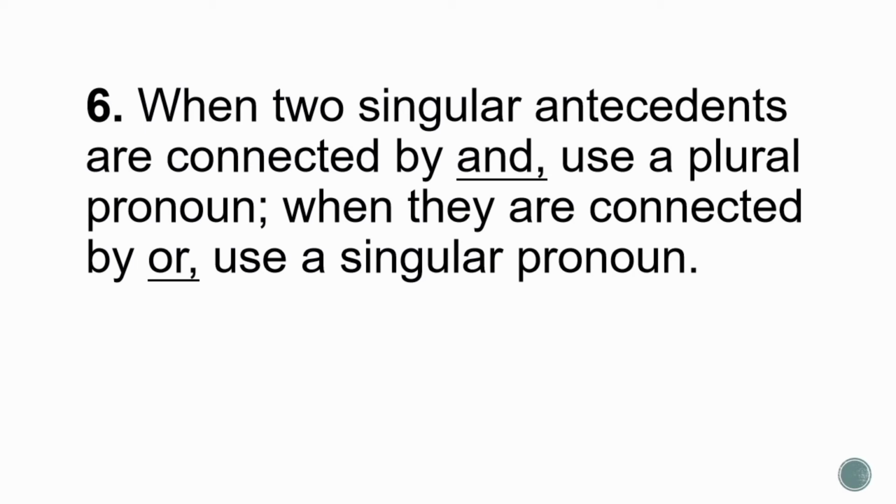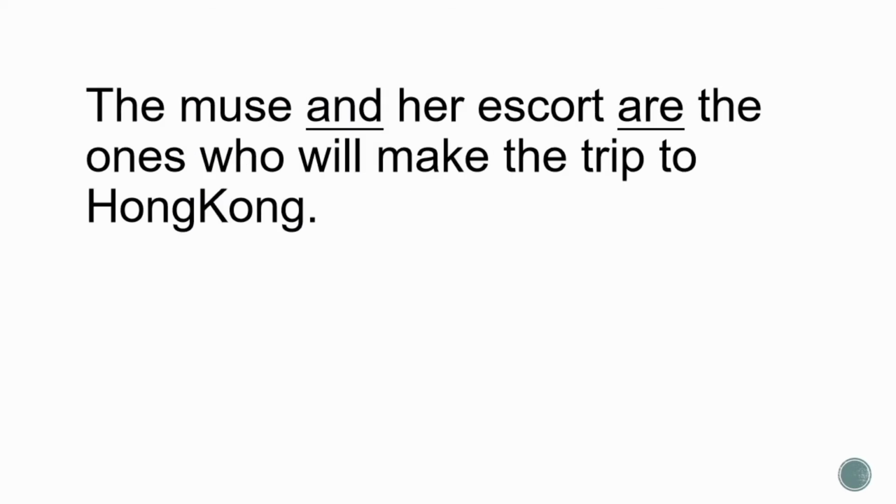Next rule that we have is when two singular antecedents are connected by the conjunction and, use a plural pronoun. When they are connected by the conjunction or, use a singular pronoun. Our example, the muse and her escort are the ones who will make the trip to Hong Kong. The pronoun that we used here is ones, and it refers to the two singular antecedents, muse and escort, and they are connected by the conjunction and.